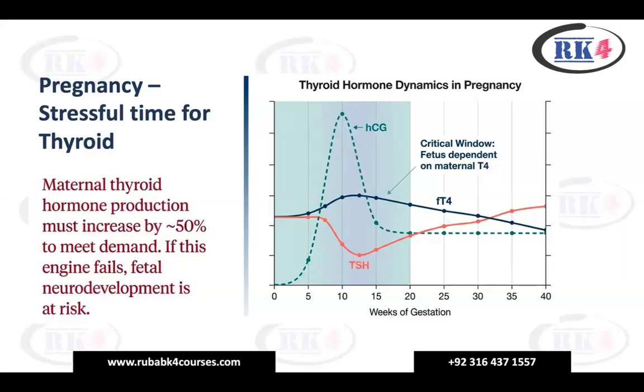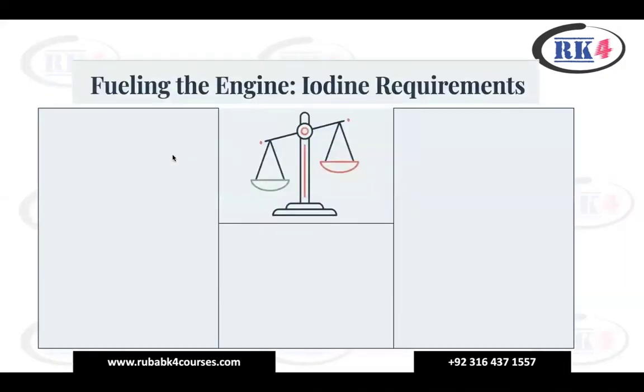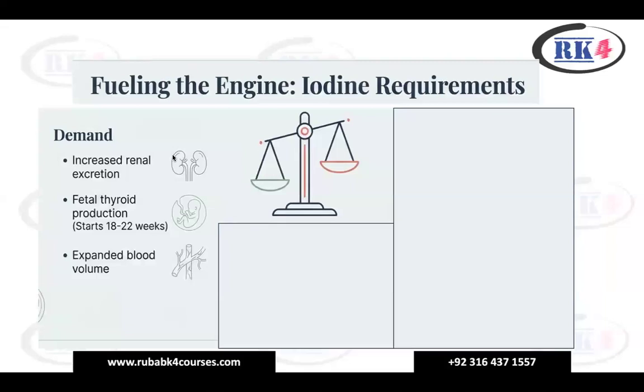So what happens in pregnancy because of this increased demand of thyroid hormones? Iodine requirements in pregnancy increase. Because of the physiological changes in pregnancy, there is increased GFR, so renal excretion of iodine increases. Fetal thyroid production will start at around 18 to 22 weeks, so till that time, the fetal thyroid also needs iodine. And there is expanded blood volume, hemodilution is there. So that is the reason why the iodine requirements increase during pregnancy.